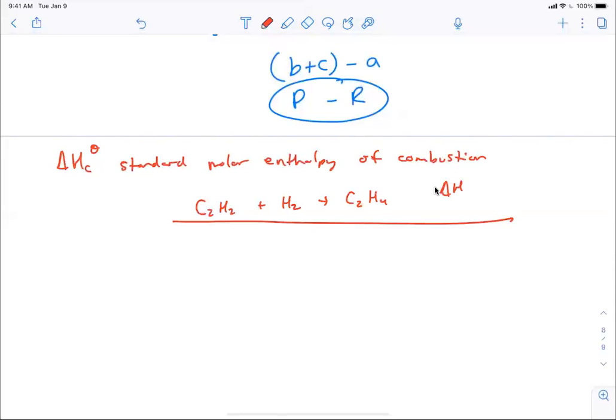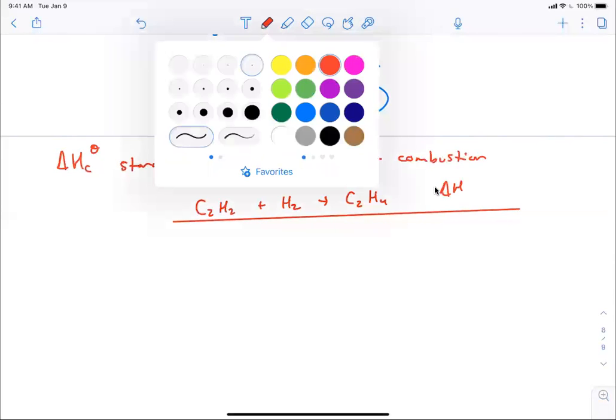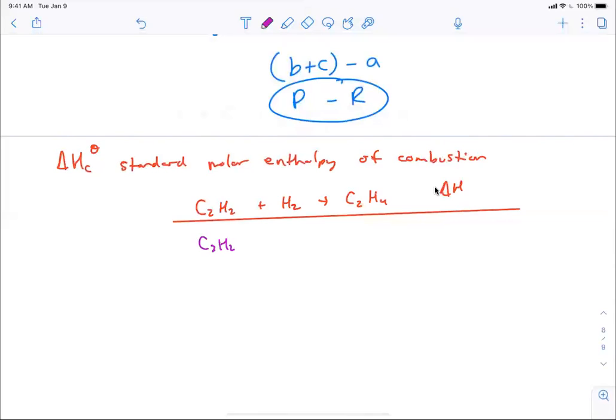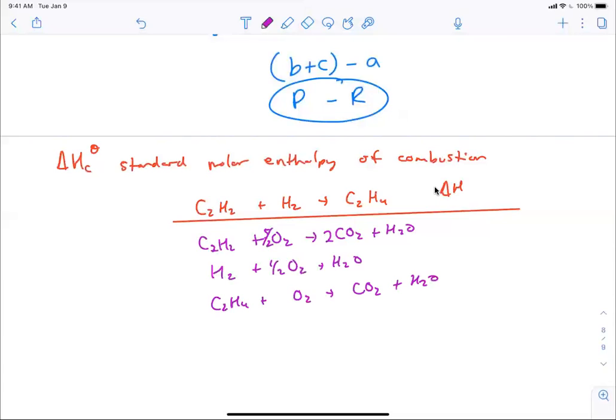Well, for this, you have to combust each species. So you combust C2H2 plus O2 yields CO2 plus H2O, so that's 2, and then that's 5 halves. H2 plus 1/2 O2 yields H2O. And then C2H4 plus O2 yields CO2 plus H2O, 2, 2, 3.